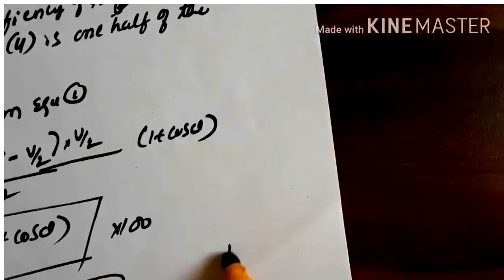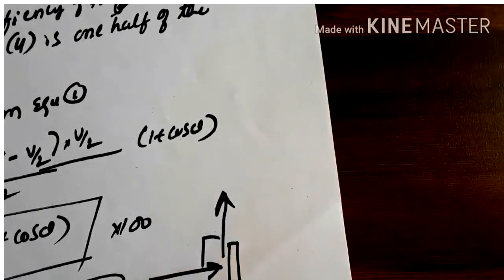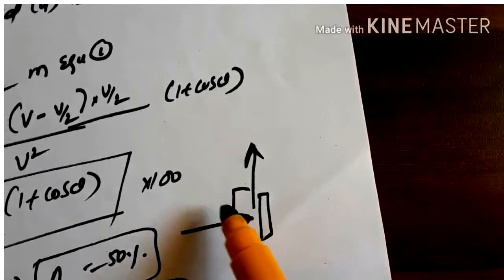If theta becomes 90 degrees, it means that when the jet strikes at the center, the jet will deflect at an angle of 90 degrees, like this. That is theta.